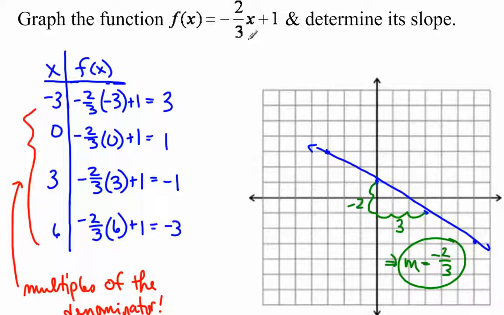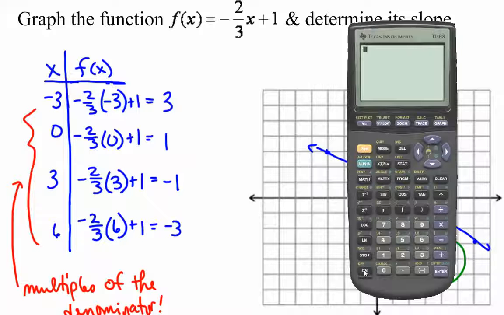Now, if you have a fraction coefficient in front of your x, the smart thing to do is pick multiples of that denominator as your x's, because then you don't have to graph fractions. So over here in my table, I've got negative 3, 0, 3, and 6. Now, you can either plug them in and do them by hand, or watch this, your calculator doesn't care about fractions at all. Parentheses, negative 2/3.